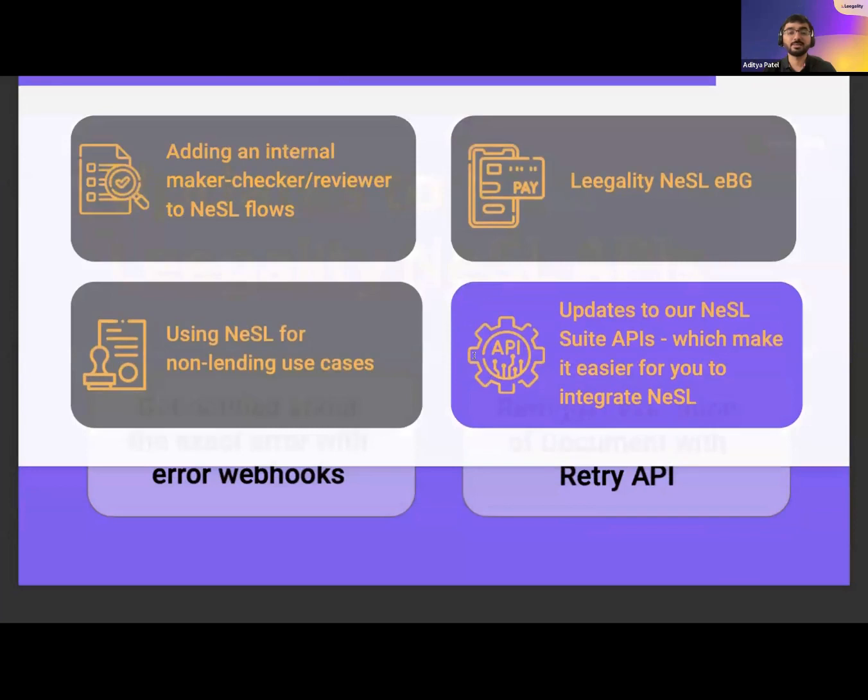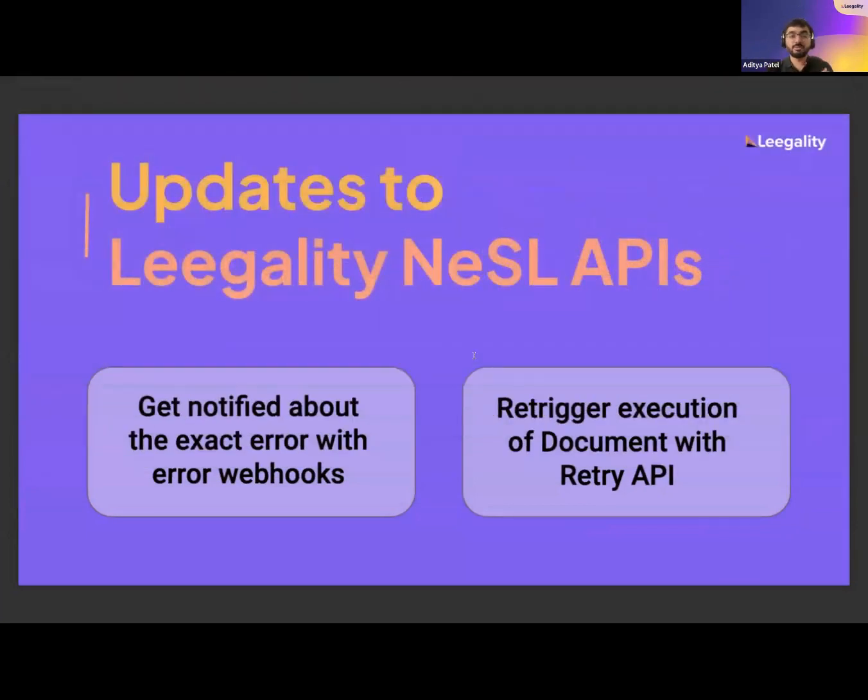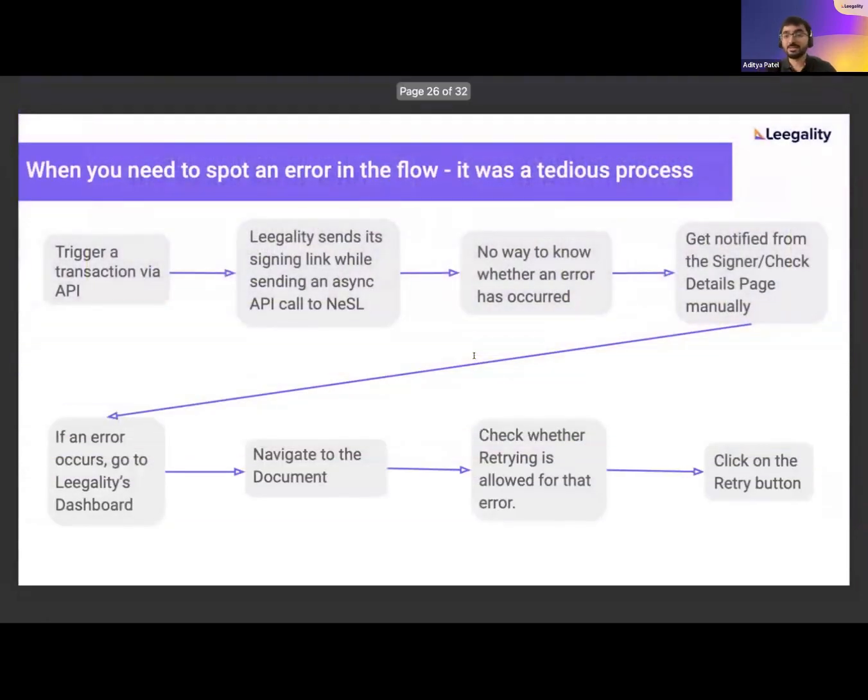So the last set of updates are for that basket of use cases, ones that are happening through API integration. There are two we'll be talking about today. One is an API update that helps you get notified about the exact error, known as error webhooks. The second is a new retry API that allows you to re-trigger execution of the document automatically. So Ronit, tell us about how both of these updates will actually make a difference.